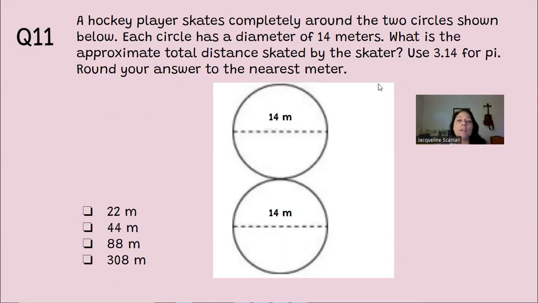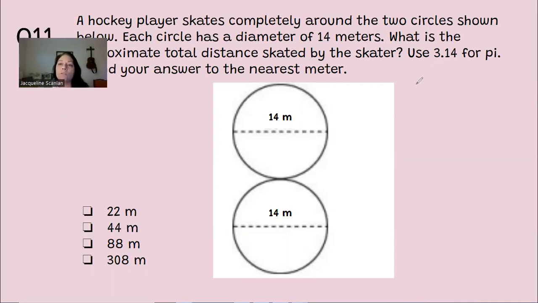Both of the circles have the exact same diameter. So here is one way to approach this problem. The first thing I could do is to retrieve the formula either from my notes or from my brain. Circumference is pi times my diameter. I now know that my diameter is 14 meters, and it does tell me to use 3.14 for pi.